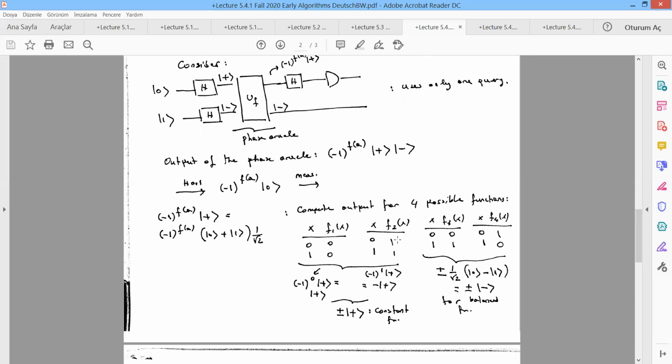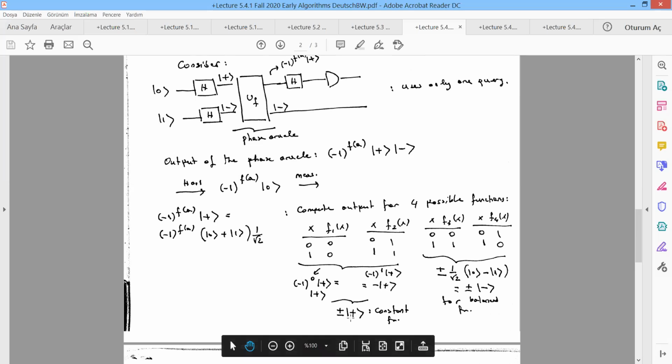And similarly, in the other case, when f of x equals 1, the output is f of a is always 1. So -1 to the 1 is -1. So we obtain the minus plus state. So for the case when f of x is a constant function, we have in the output plus minus plus state for constant function.